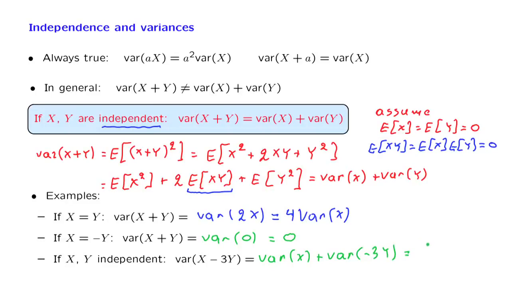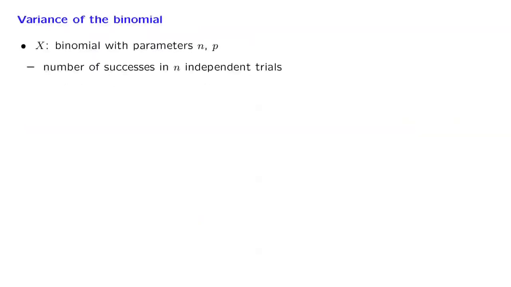And using the facts that we already know, this is going to be equal to the variance of x plus 9 times the variance of y. As an illustration of the usefulness of the property of the variance that we have just established, we will now use it to calculate the variance of a binomial random variable. Remember that a binomial with parameters n and p corresponds to the number of successes in n independent trials.